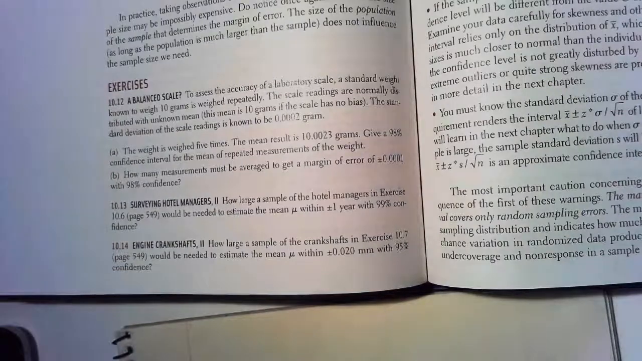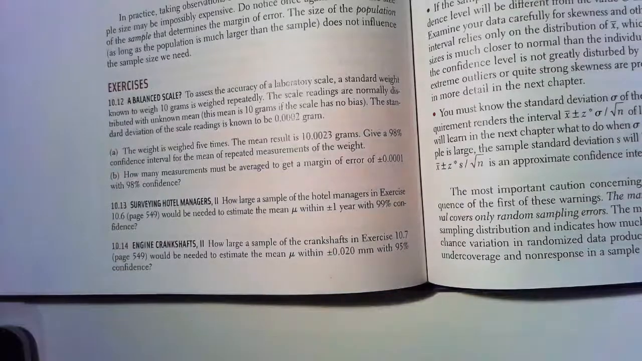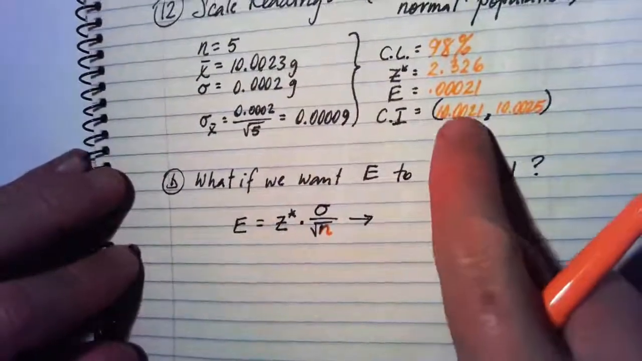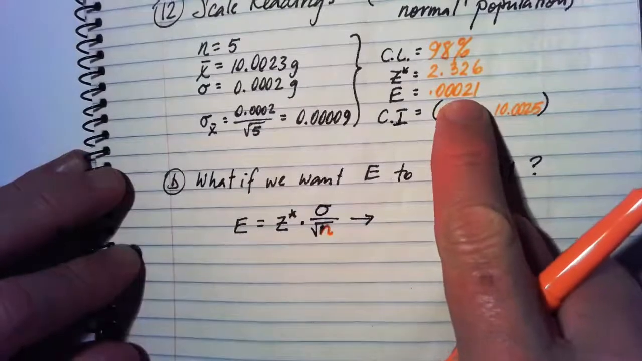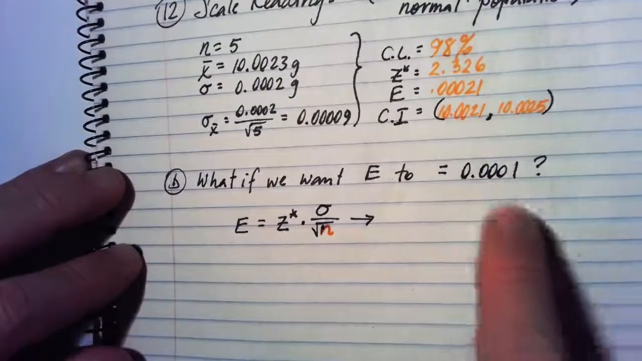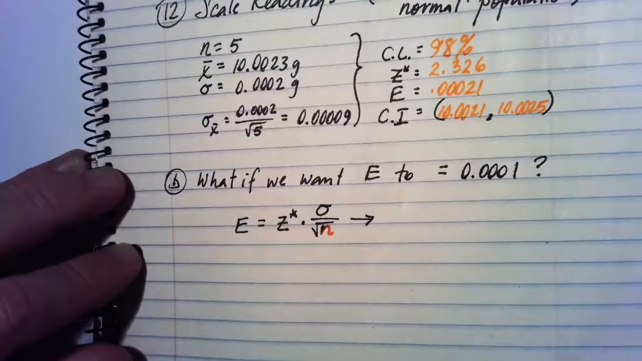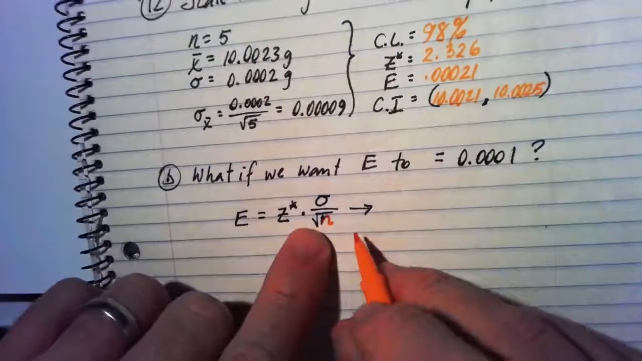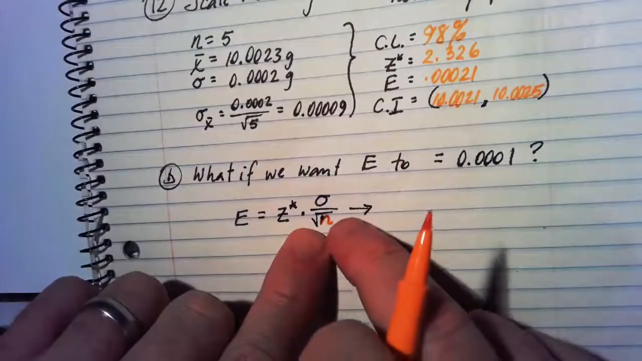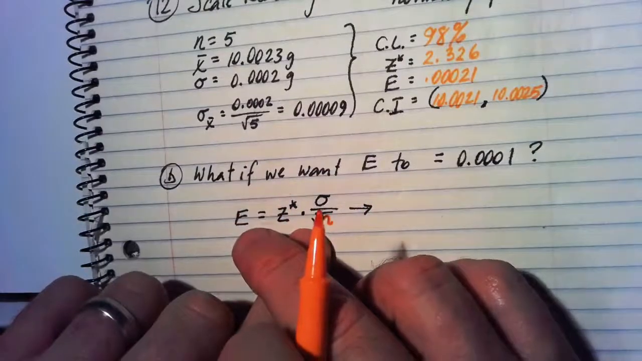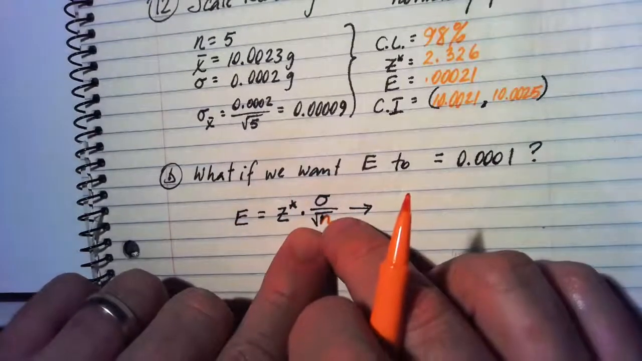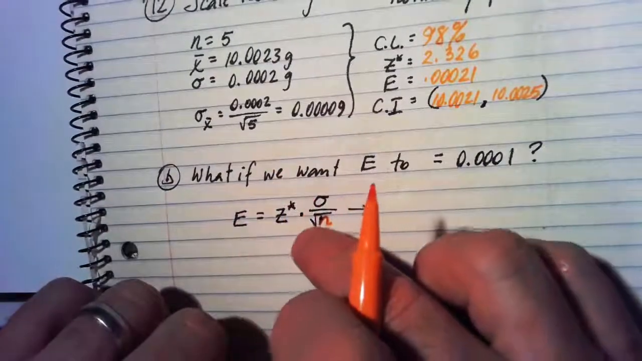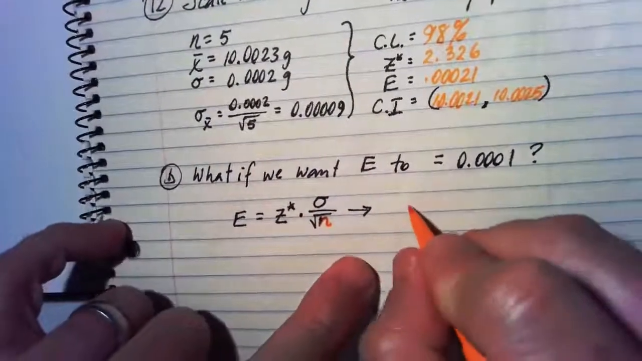Part B asks you about sample size. What if we want the margin of error to not be this, but cut that down basically in half to a 10,000th of a gram? Well, we have this formula, and we can just do a little bit of algebra to solve for n. What are we going to do? We're going to square both sides, and then we'll get n there. And if we multiply n over and divide e squared over, we get n.